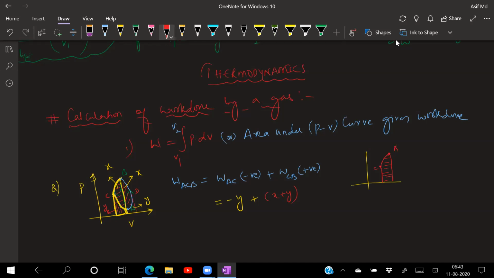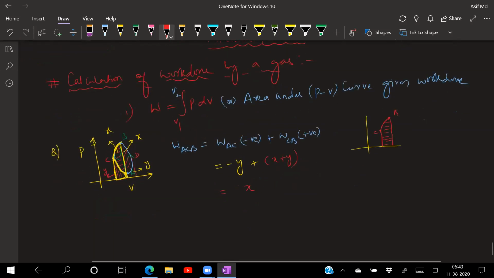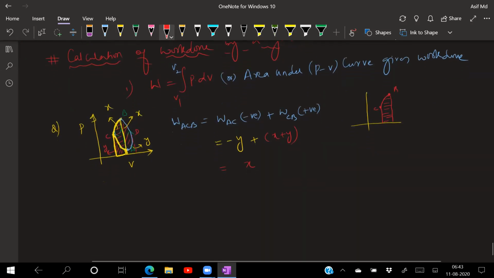Now this will become how much? From A, C, B it means minus Y plus Y plus X, so that will get cancelled and I'll be getting only X. Work done from A to C, B will be equal to plus of your X. Now in the same way, if I'm going, the work done to move from A to B.